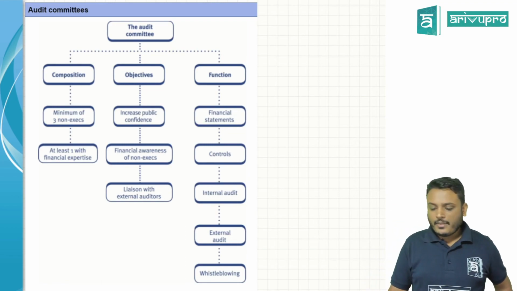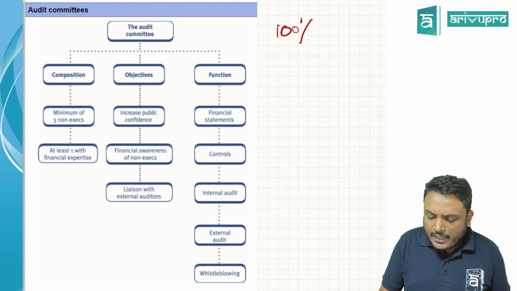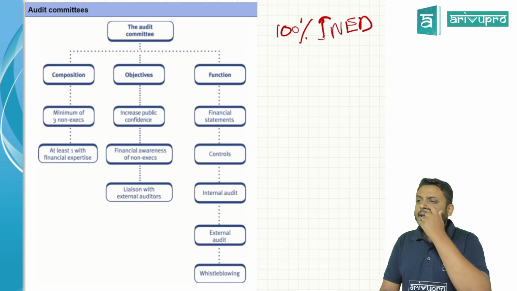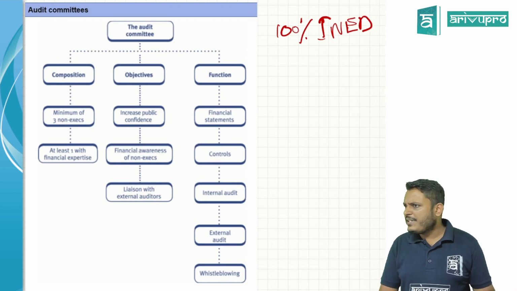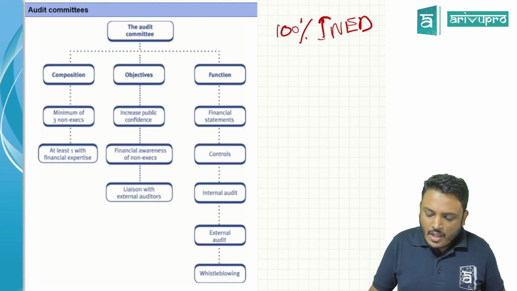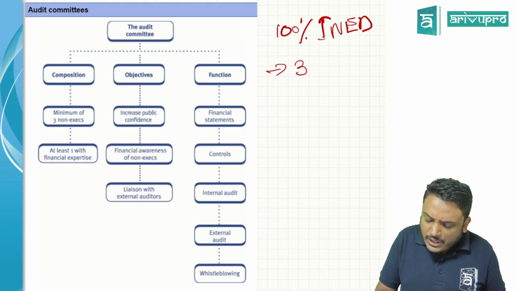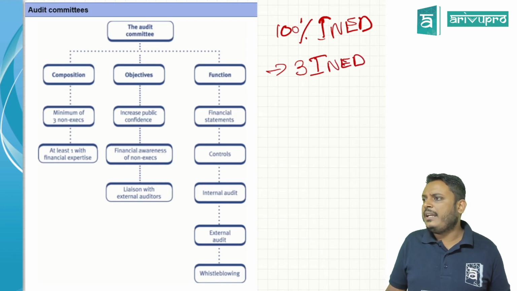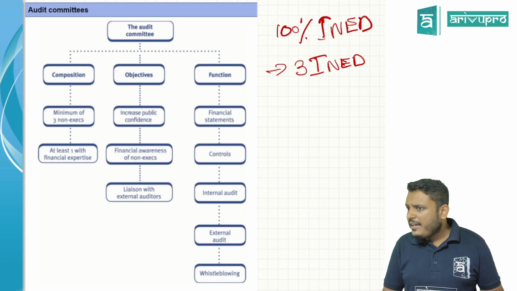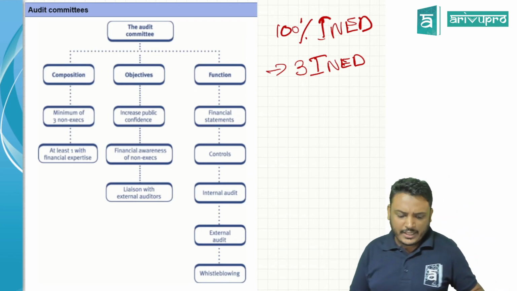Audit committee, it's like this. It is 100% independent non-executive directors. That is the first condition. The second condition, for a small organization, is that a minimum of 3 independent non-executive directors are needed. It's there in the tutor, no need to write it.